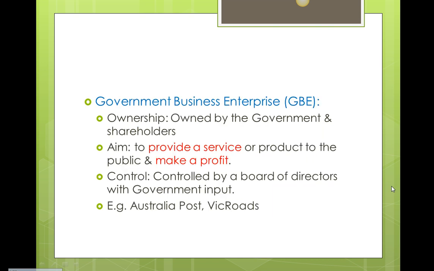A government business enterprise is a mixture between the government and a corporation. It's owned by the government, but also owned by shareholders. Its aim is to provide a service or product to the public and also make a profit. It's controlled by the board of directors, but it has government input, so that's the difference. Australia Post and VicRoads are your examples.